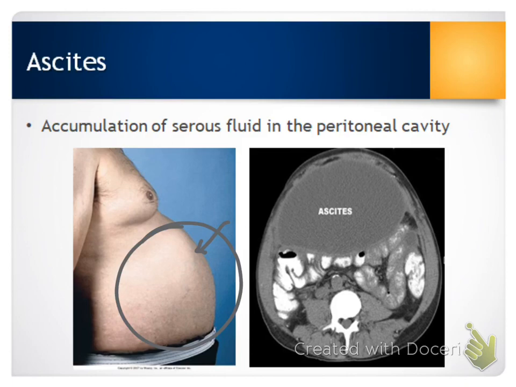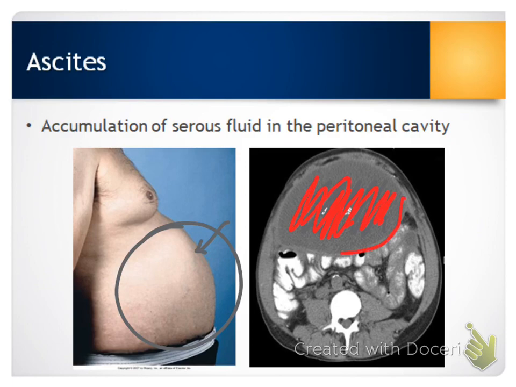Long-term treatment would be placing a shunt, which would reroute some of that fluid from the abdomen to the vena cava to promote it into the venous circulation to help decrease the fluid in the peritoneal cavity. So you can see by this image here that this is all fluid. So this is all fluid in here. So this is all fluid.